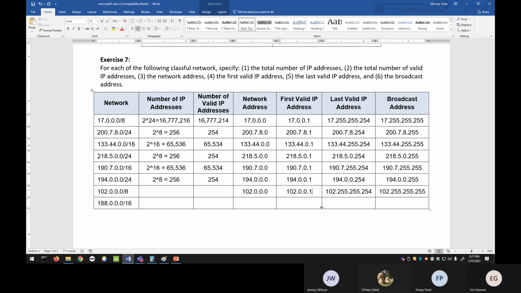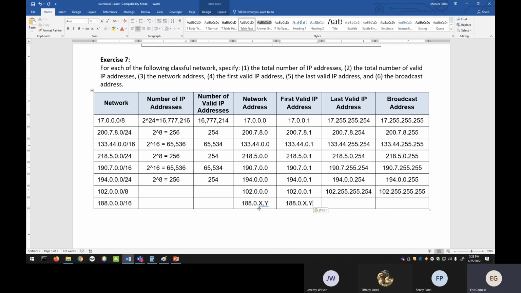Now, if I take this case, 188 is between what and what? Between 128 and 191. So it's a class B. What is the mask of a class B by default? /16, which means that the first 16 bits, I cannot change them. So here, we will always have 188, 0, whatever you want, whatever you want. Okay?